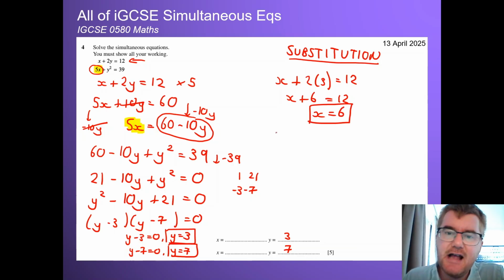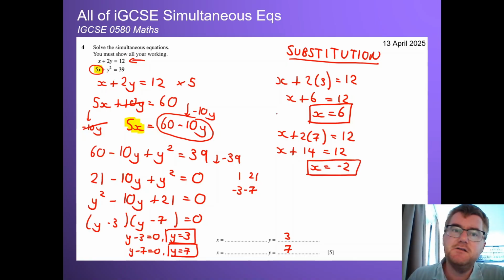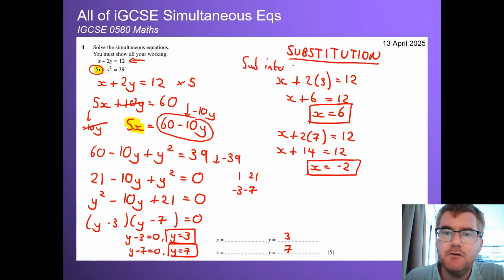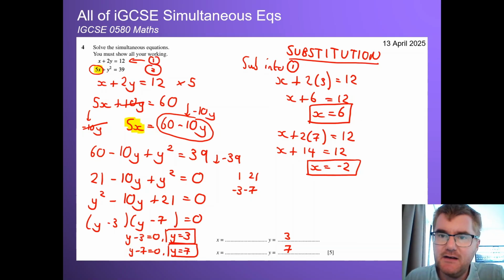So x is 6. And then when y is 7, so x plus 2 lots of 7 is equal to 12, x plus 14 is 12, and so x is equal to negative 2. So again, taking those values of y, using this first equation, so I'm subbing into 1, we should probably label these 1 and 2, and then work out the values of x. So when y is 3, x is 6, and then when x is minus 2, let's be careful here, y is 7. You can write them either way round, that is also fine, and gives you a lovely 5 marks.